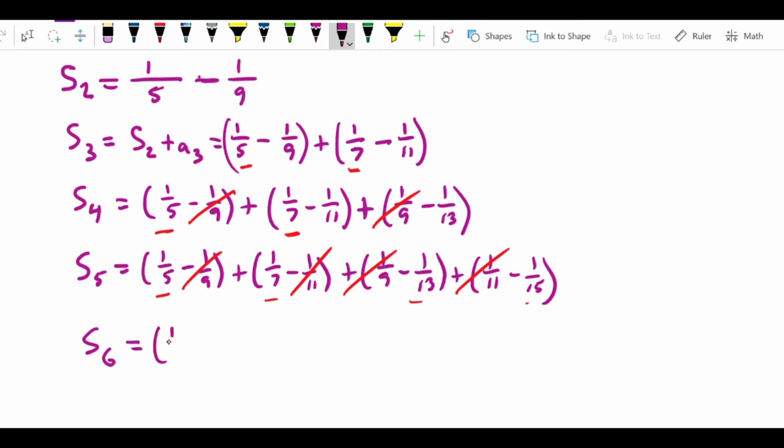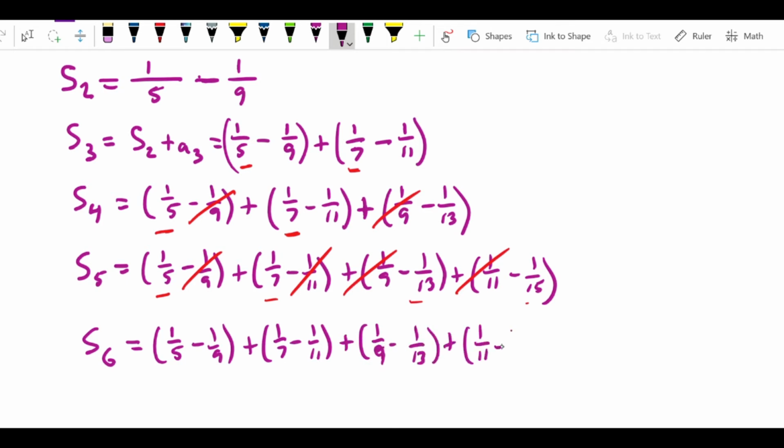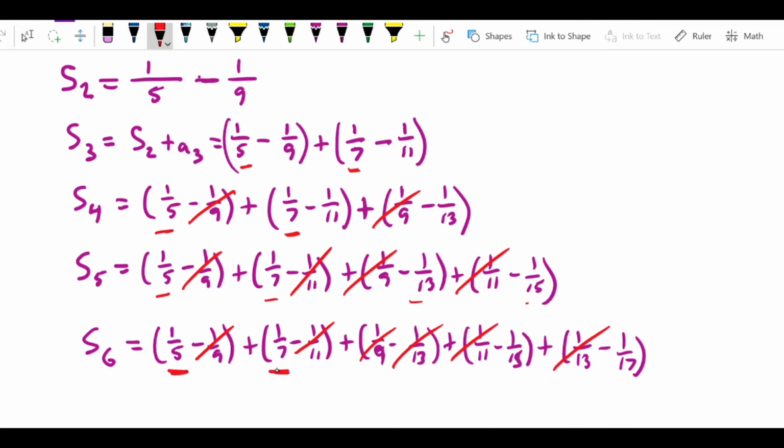So let's write out S6: 1/5 minus 1/9 plus 1/7 minus 1/11 plus 1/9 minus 1/13 plus 1/11 minus 1/15 plus 1/13 minus 1/17. Okay, so we cross out the 1/9 terms, the 1/11 terms, and we also see that we now have negative and positive 1/13. So we can cross those out. And what do we have? There are our old friends, the 1/5 and the 1/7 term, and now we have 1/15 and 1/17. So hopefully you can see what's going on here.